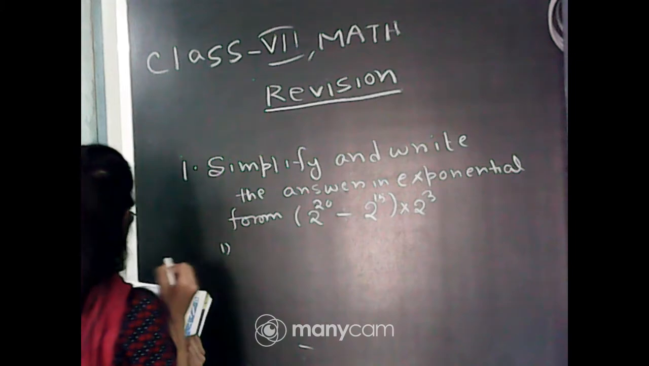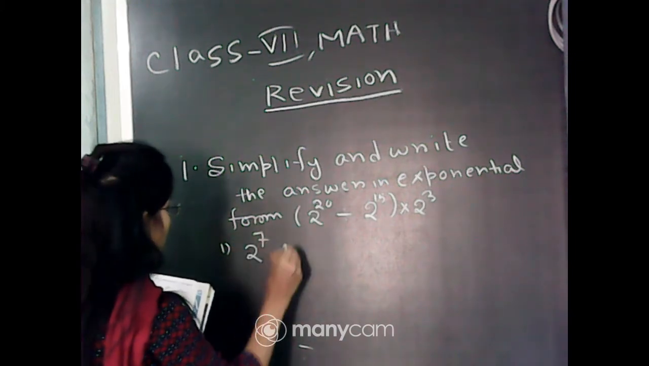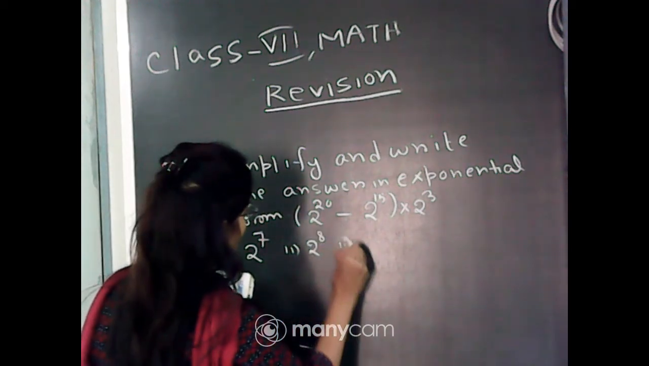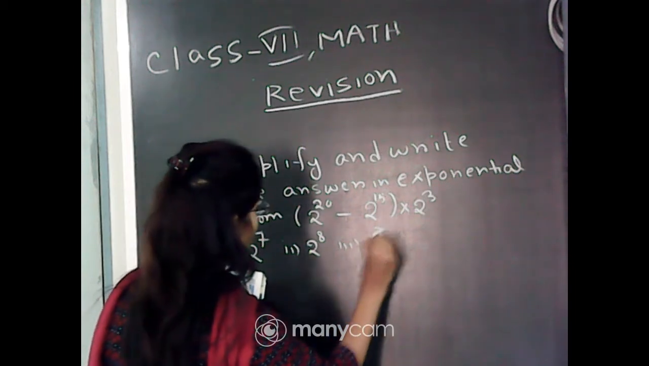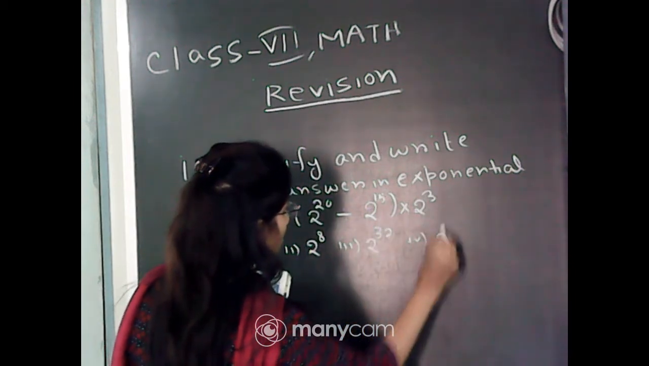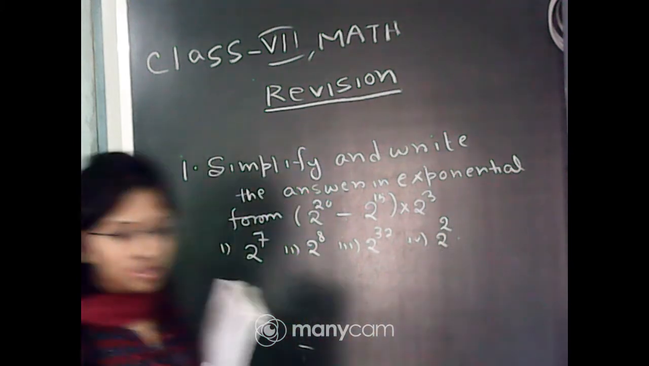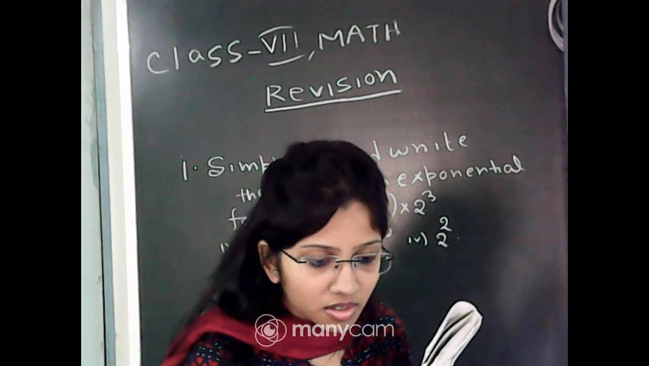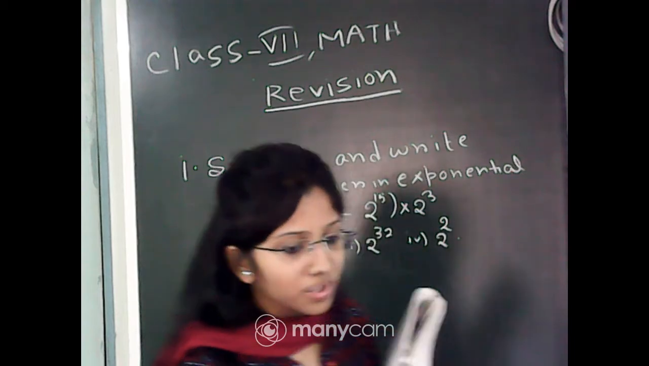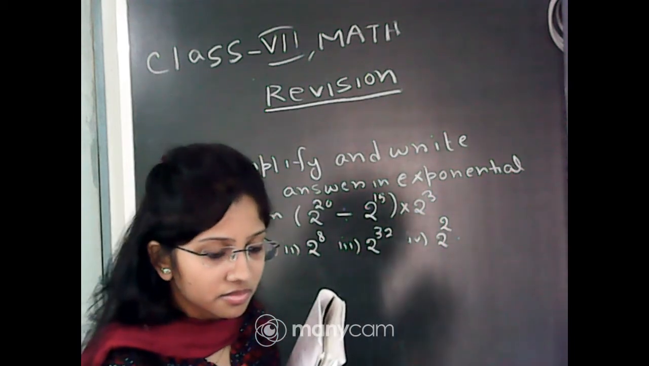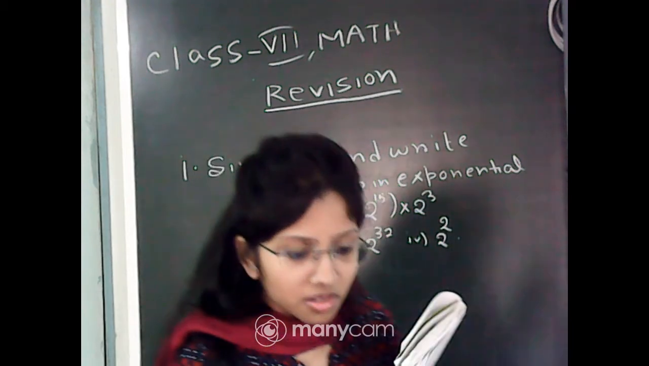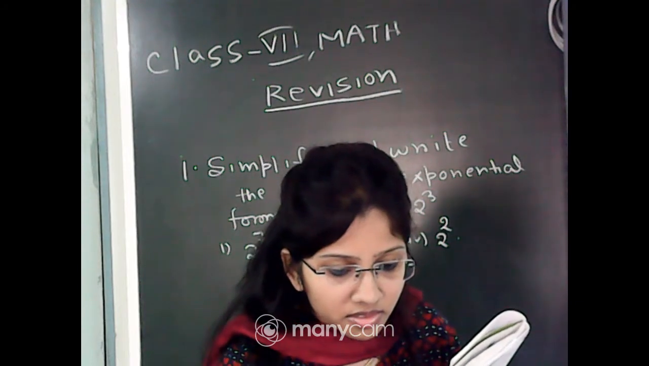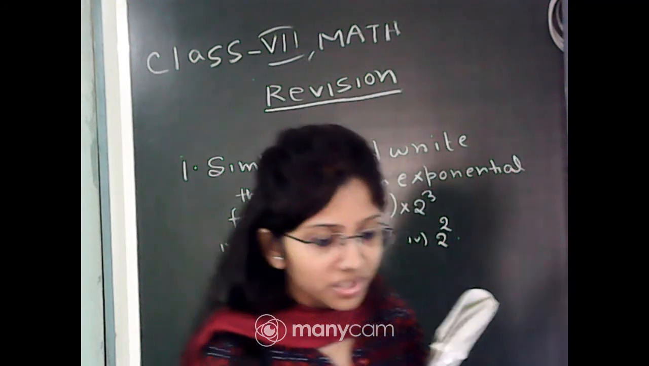Option 1 is 2 to the power 7, option 2 is 2 to the power 8, option 3 is 2 to the power 32, and option 4 is 2 square. What will be the answer?